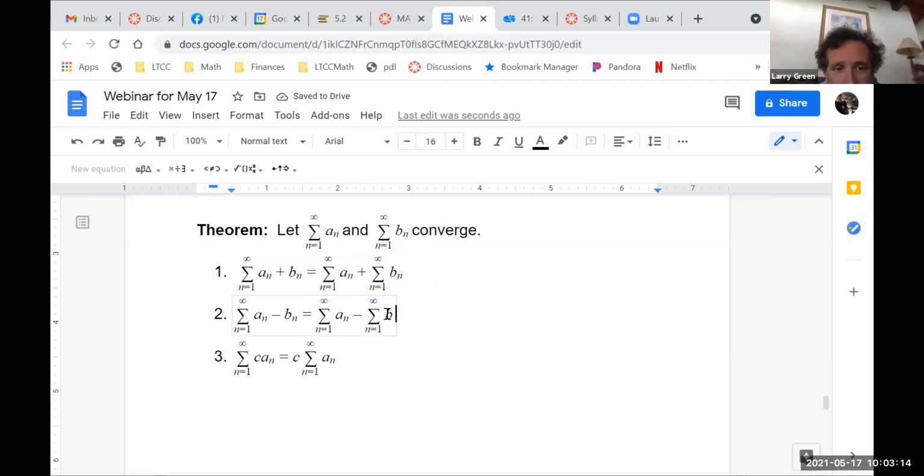And similarly, if you subtract, then the summation of an minus bn is the summation of an minus the summation of bn. Just means that you can split pluses and minuses. Only when it converges. Okay, all kinds of problems can happen when that diverge. Okay, and similarly, you can pull a constant out.